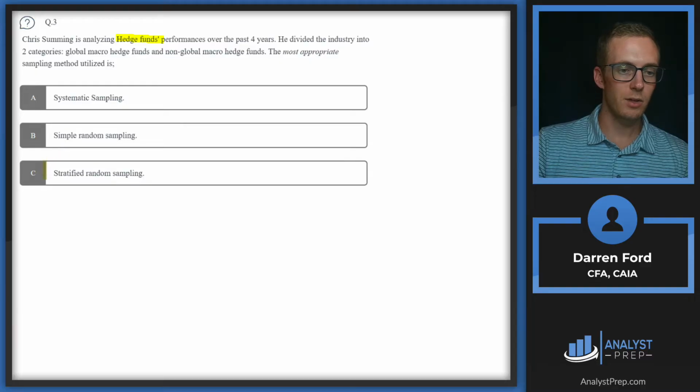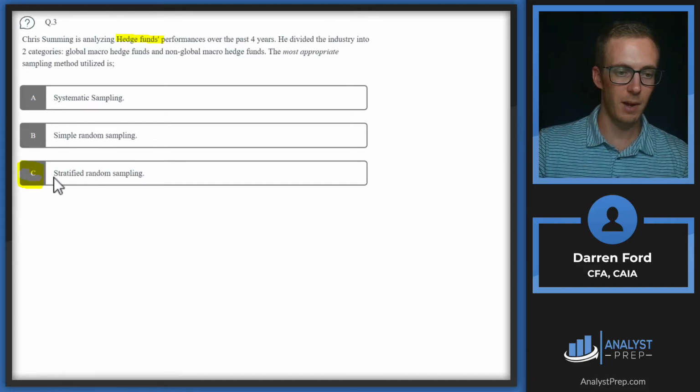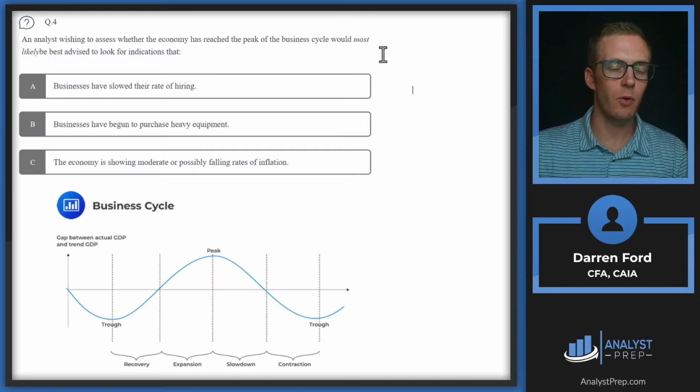So our answer is going to be C, stratified random sampling, because this is the only choice that involves dividing the populations. Next step would be choosing the random sample from each of the different populations so they can look at the performance. But that key really is the dividing into 2 categories. That's going to lead us to stratified. Answer C. Question 4. An analyst wishes to assess whether the economy has reached the peak of the business cycle.